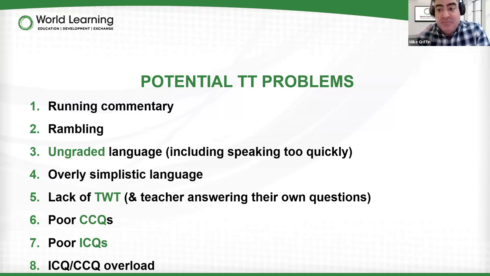The reverse, I heard someone say that one was graded too much. I think that was number one, not adapting to the level. Thank you, Yulia. Students don't understand the instructions and we don't check. So I want to suggest that three and four are kind of opposites, too graded, too simplistic versus too complicated. TWT, again, teacher waiting time. There's a real lack of it in some of the examples.